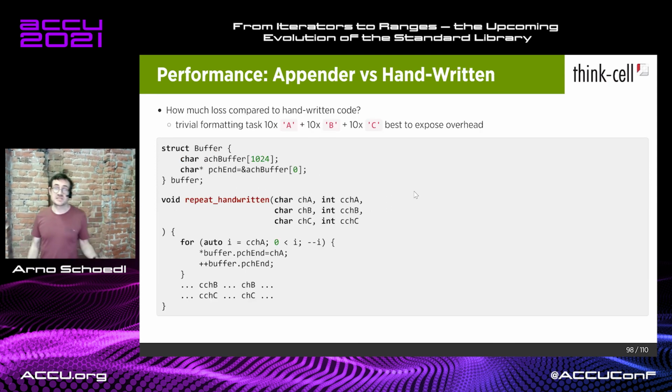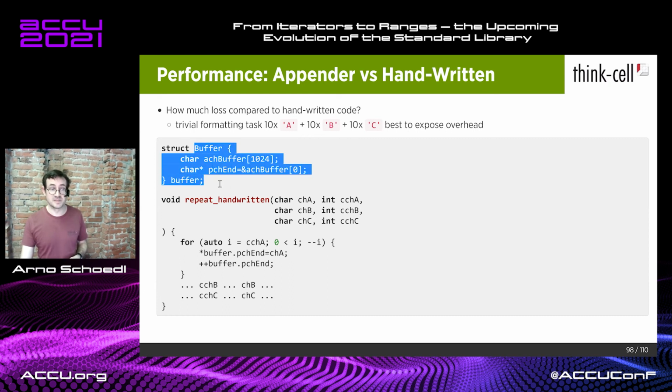Now, question is, with all that, how much loss do we have compared to real handwritten code? How much faster are we going to be? Or how much slower are we going to be? So here's the straw man, the handwritten repeat 10 times A, 10 times B, 10 times C, writing this into a container. And the container, again, is something that is very, very simple. It's just a fixed buffer.